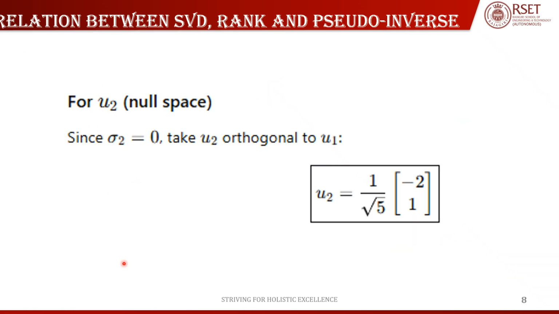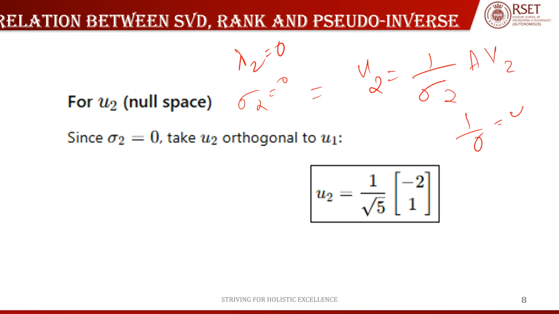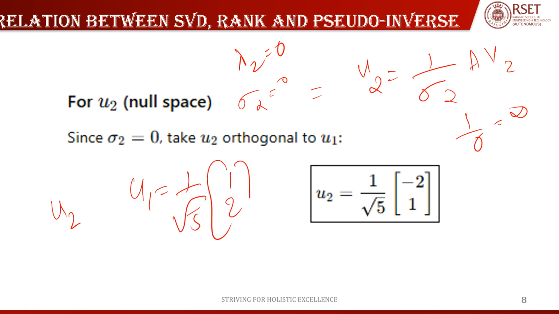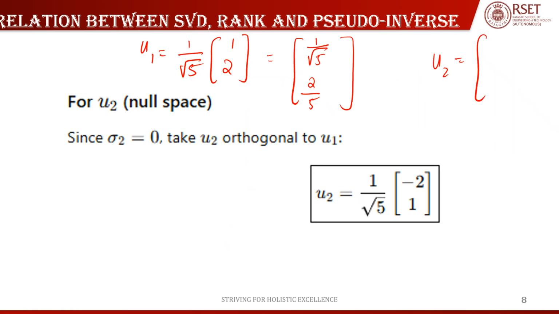What happens to u2? Your lambda 2 is equal to 0. Since lambda 2 is equal to 0, we can't use the equation 1 by sigma, which would imply sigma 2 is equal to 0. So we can't use 1 by sigma 2 into A into v2, since 1 by 0 is infinity. So what we do is we just form a u2 which is orthogonal to u1. Our u1 was equal to 1 by root 5 times 1, 2, and that is equal to 1 by root 5 and 2 by root 5.